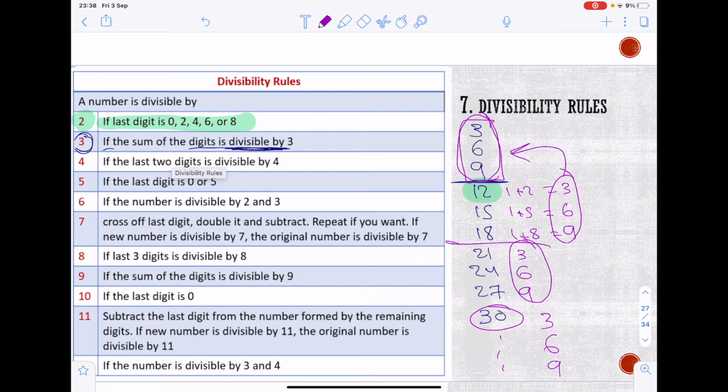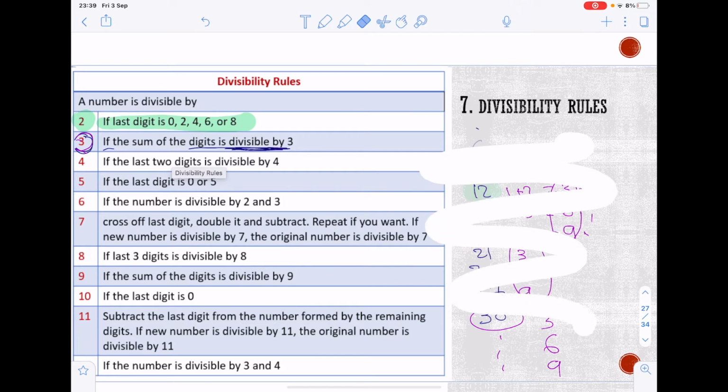So if you go to the times table 3, you will see how the rule is working here. You have to add all the digits. If you add the digits and it gives you a number that is in times table 3, or basically 3, 6, 9, the number would be divisible by 3. Okay, let's see.